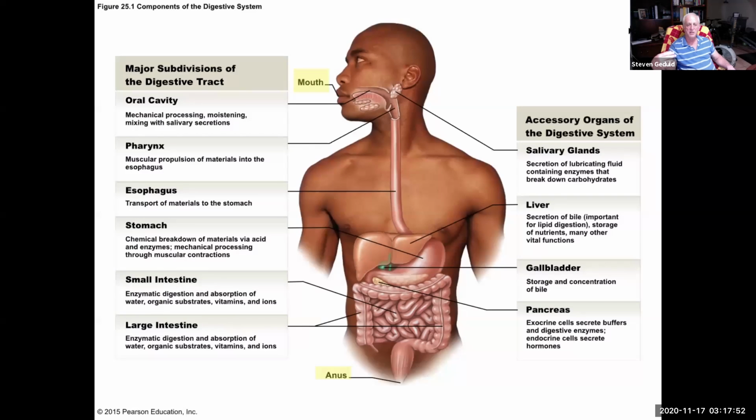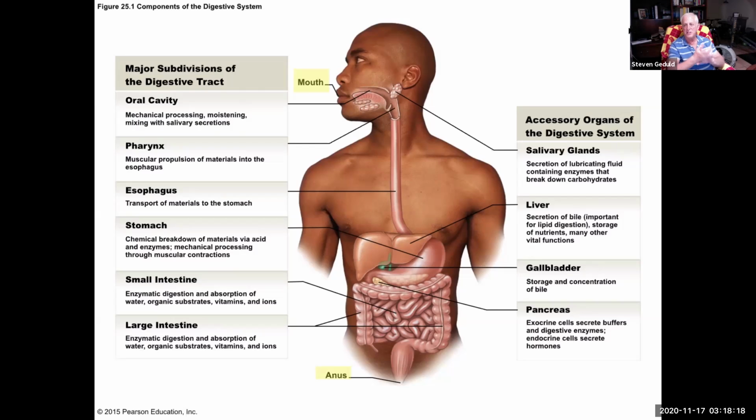Then the pharynx. Remember, the pharynx has three divisions: nasal pharynx, oral pharynx, and laryngeal pharynx. The pharynx pulls the material into the esophagus. It takes the food you swallow from the mouth and constricts the smooth muscles around it to push it into the esophagus. The esophagus is a tube that transmits it from the oral cavity into the stomach.